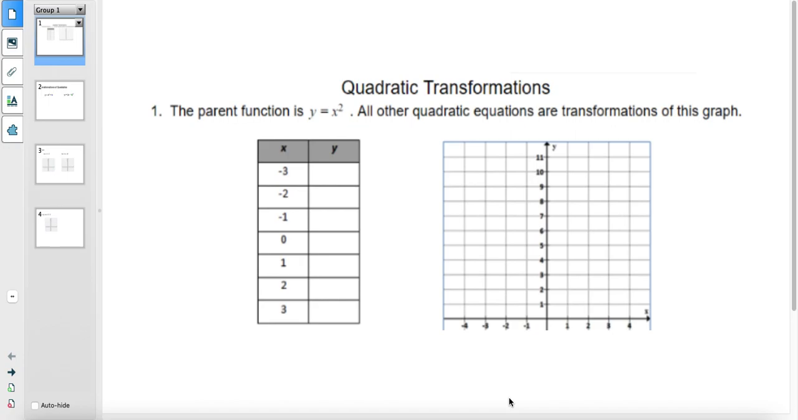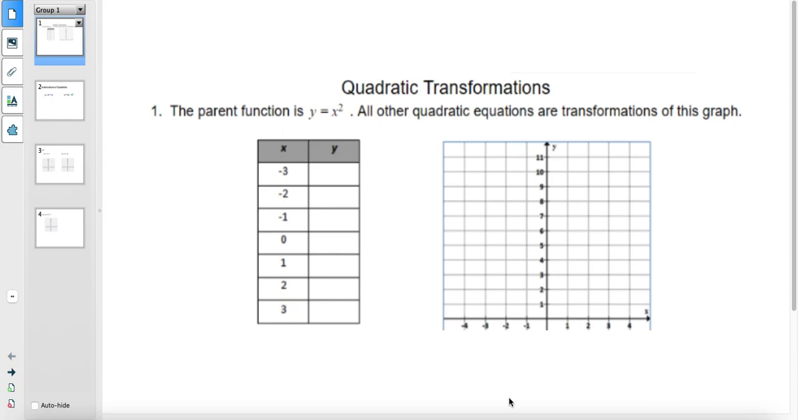Hi everyone. In this video, we're going to be taking a look at horizontal and vertical translations of y is equal to x squared. Now, to start off, we're going to be taking a look at how we can graph y is equal to x squared, because we need to know that to look at how we can transform this graph.